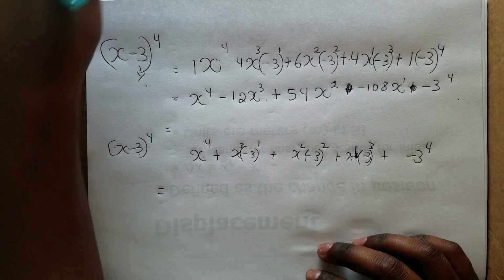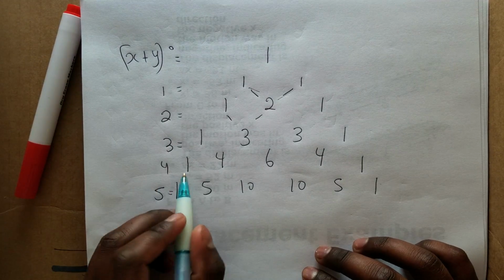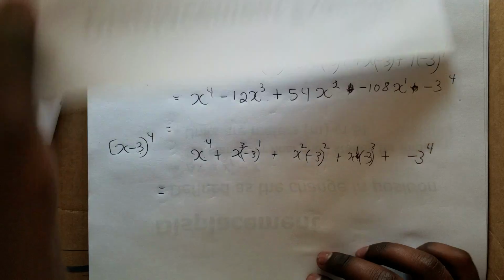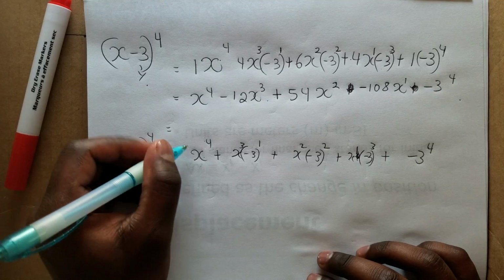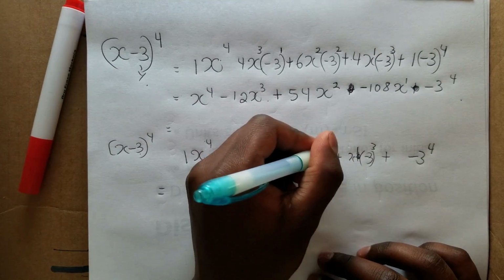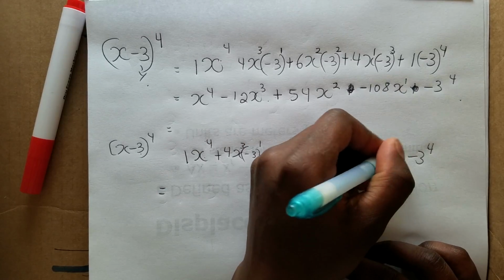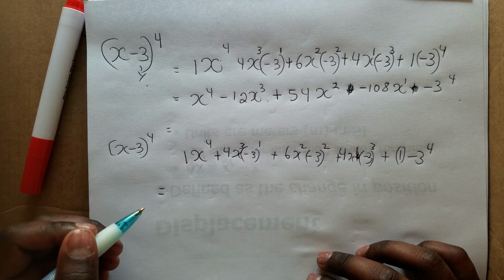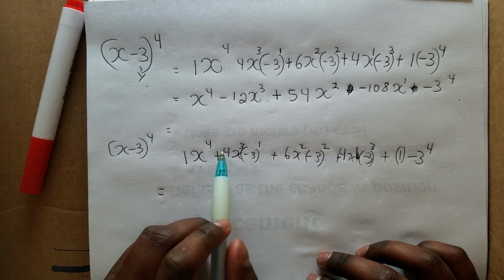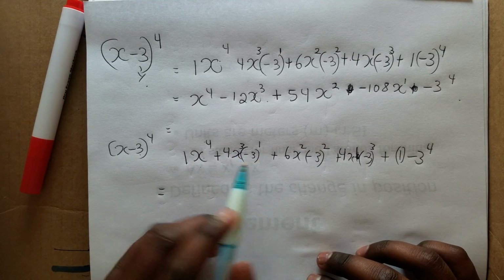Then you look at Pascal's triangle. For the 4th power, it is 1, 4, 6, 4, 1. So you plug those numbers in: 1, 4, 6, 4, and 1. Then you multiply the terms out. You don't multiply the x out, you leave the x. You just multiply these terms out to simplify it.